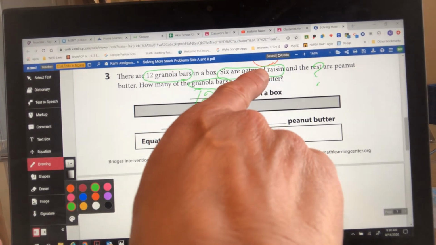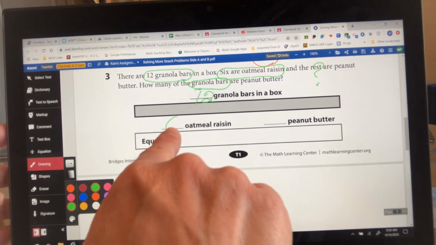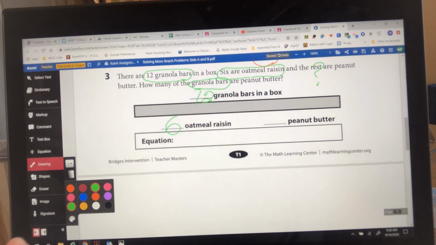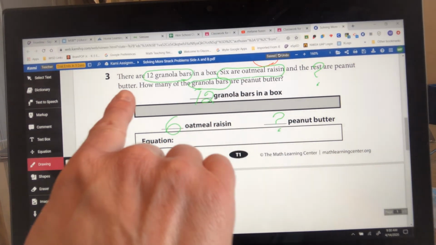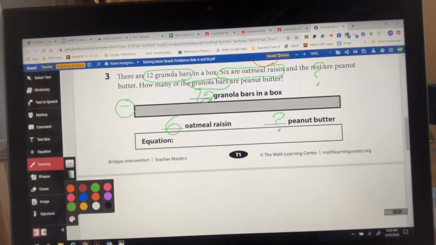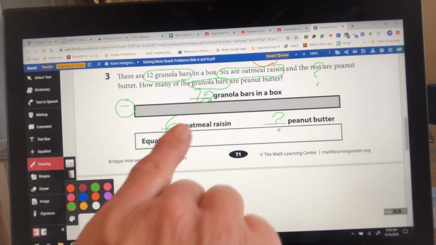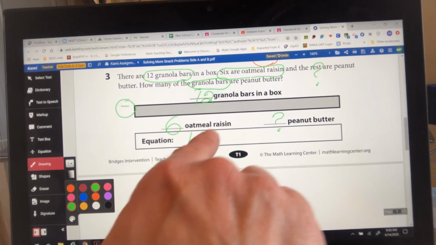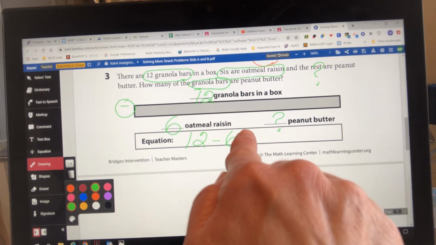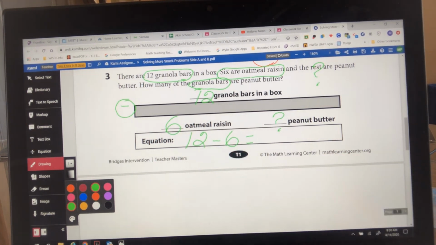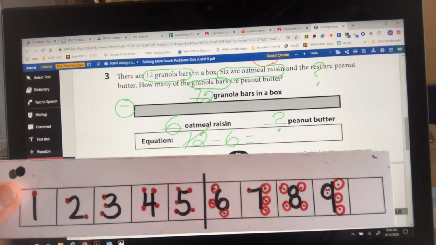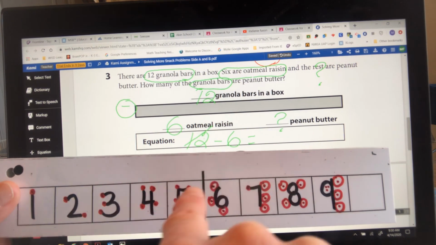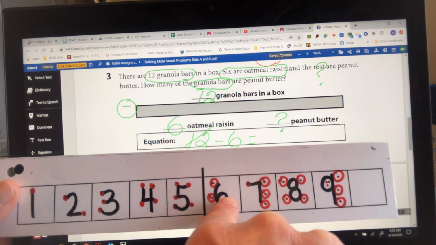The 6 oatmeal raisin granola bars are part because there's also peanut butter, which means that peanut butter is also part since there is also oatmeal raisin, which makes this a subtract pattern because the only time I add is when I'm looking for the whole. So I'm going to do whole minus part. And that's going to give me the other part. When I subtract, I touch the first number, say its name, and count back on the other number. So 12, 11, 10, 9, 8, 7, 6.